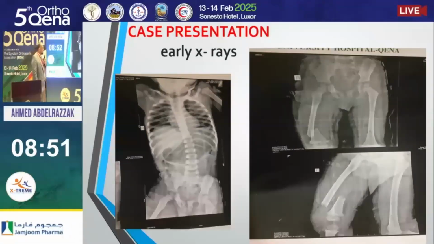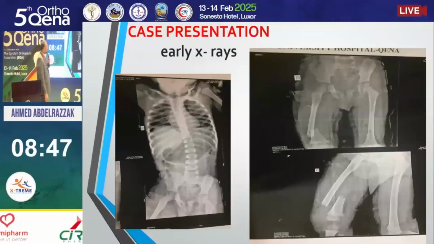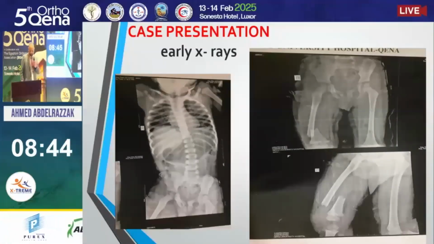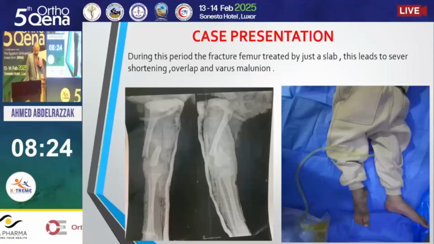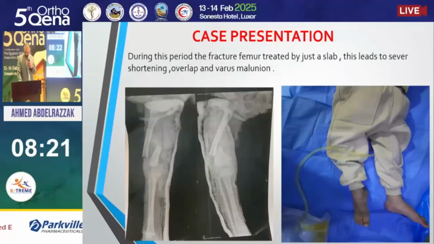This is the early X-rays with the fractured distal femur. Severe shortening and overlap, and unfortunately he was treated during this period of ICU admission by a simple slab, which led to malunion of the distal femur in a varus, overlapped, and shortened position. And this is the shortening.